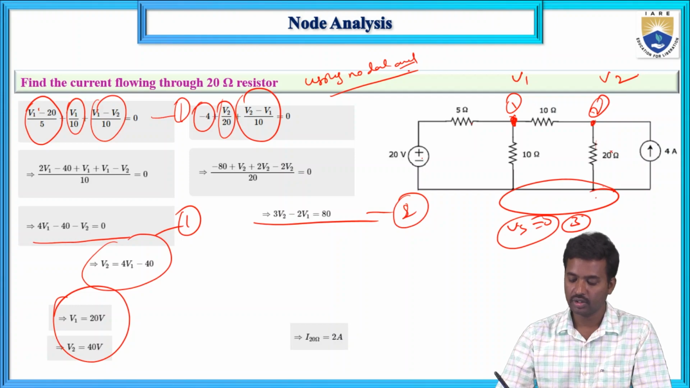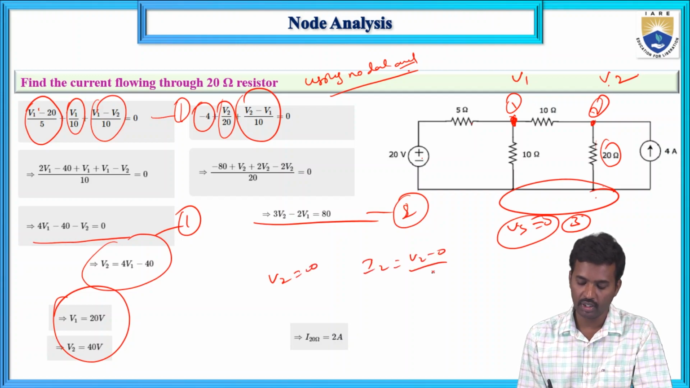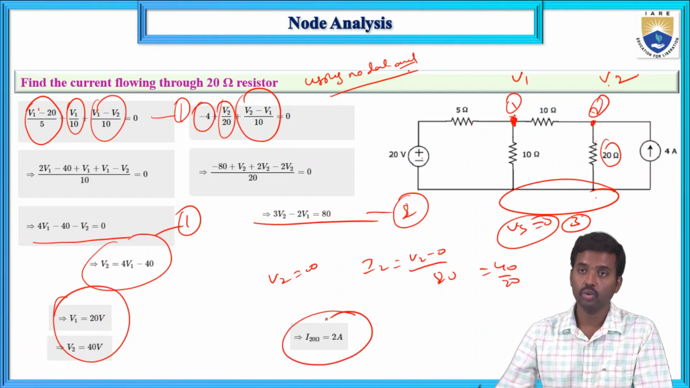Now calculate the 20 ohms resistor current. With V2 equals 40, I2 equals V2 minus 0 by 20, that equals 40 by 20, that means 2 amperes.